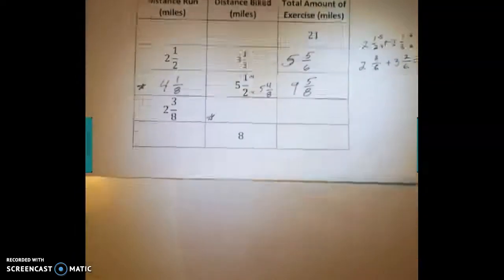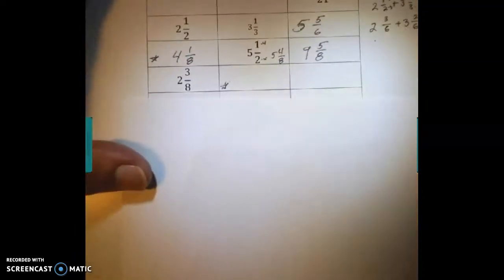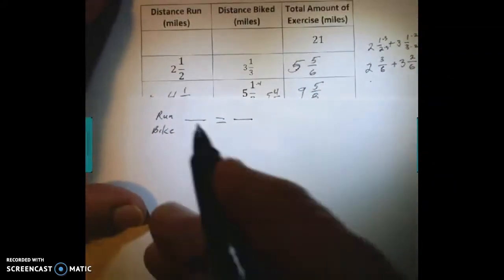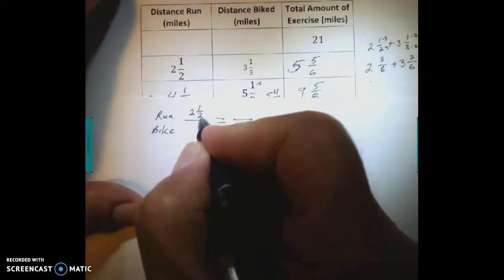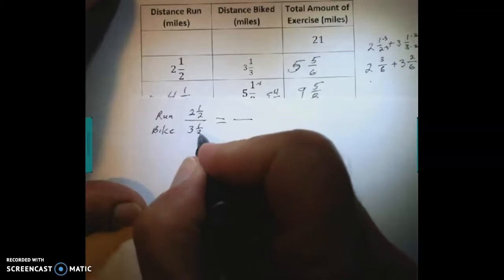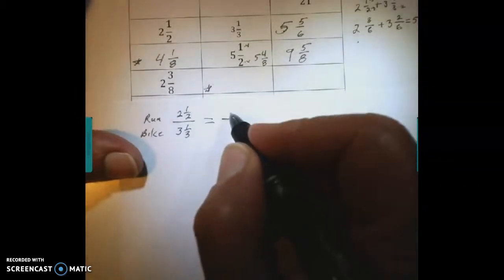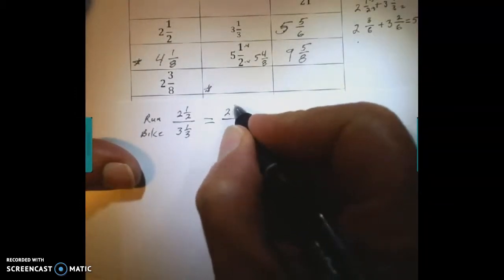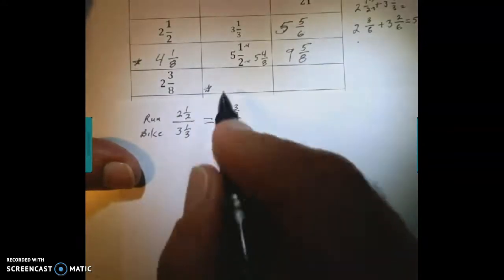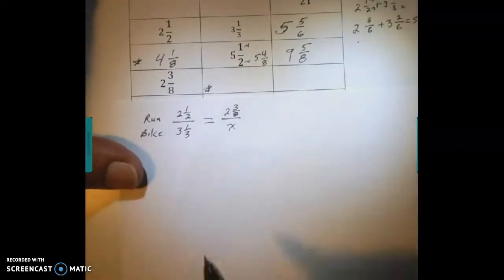Alright, so again, I definitely need more room to work. To start off your proportion, you always start off with line equals line. And again, I'm going to go with run over bike. The information they gave me is it's 2 1/2 over 3 1/3 biked. And what I know is that I have 2 3/8 run. So that has to be on top on this side. And I'm looking for how much would have been biked.